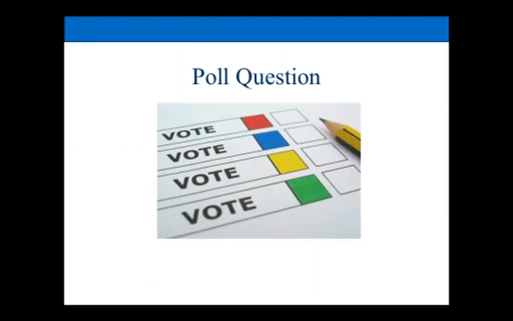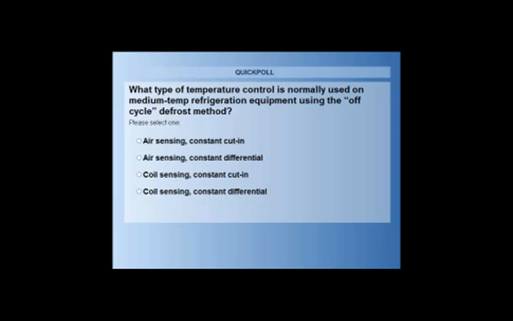So, Mark, it's time for a poll question. Okay, Joe. The first poll question we have, everybody: what type of temperature control is normally used on a medium temp refrigeration system using the off-cycle defrost method? Encourage everybody to jump in there and select one of those choices, and we'll see how everybody does.